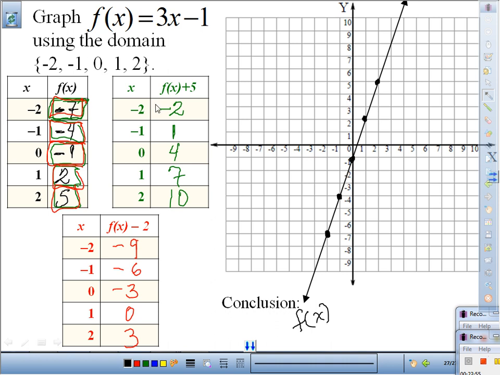Next, let's graph the green one. Switch colors to green. -2, -2. -1, 1. 0, 4. 1, 7. And 2, 10. All right. So graph your line, make sure it goes through all the points.